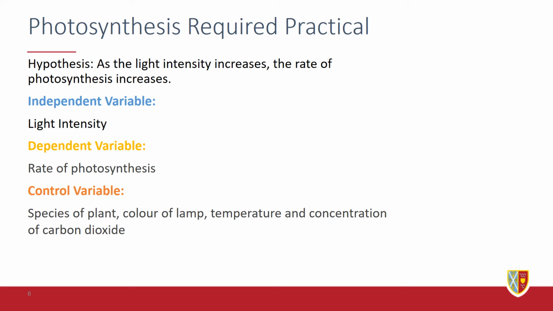If we have a different color of light for the lamp, and the different colors are going to make photosynthesis happen faster or slower, then we can't suddenly swap to green when we've been using blue. The temperature matters, and obviously your lamp is going to get hotter the longer you leave it on for. We do not want the temperature of the pondweed and the boiling tube that it's in to change. We'd like it to stay the same.